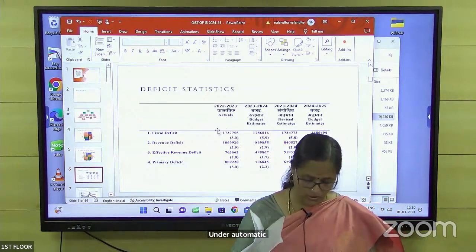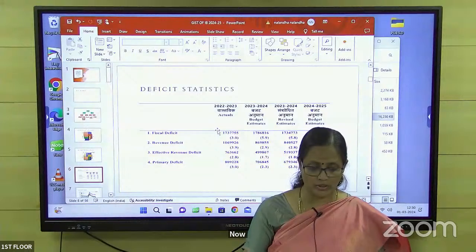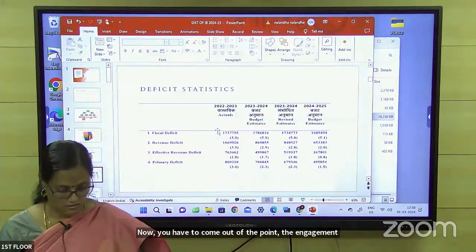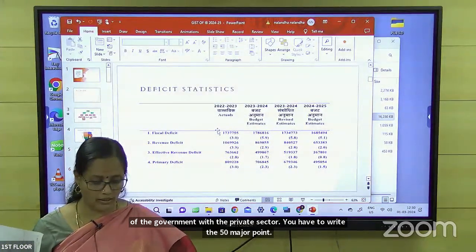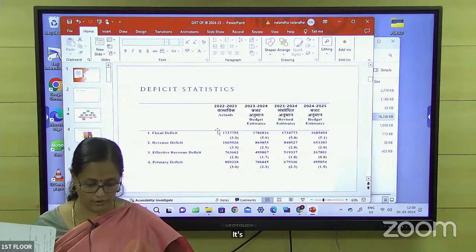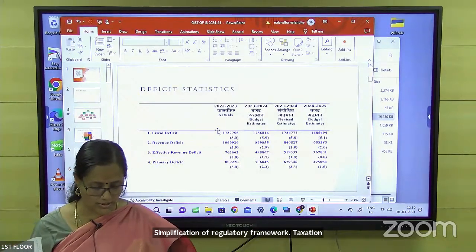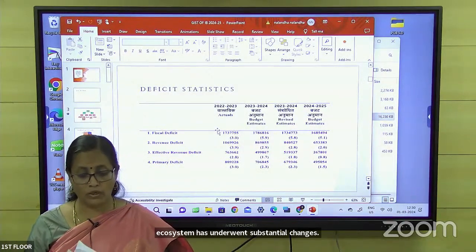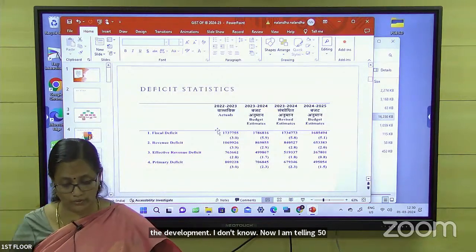Now you have to come out of that point, engagement of the government with the private sector, and write the fifth major point. So far: getting the financial sector back on track, simplification of regulatory framework, taxation ecosystem has undergone substantial changes, engagement of the government with the private sector for the development agenda. Now I am telling the fifth point under the growth drivers.